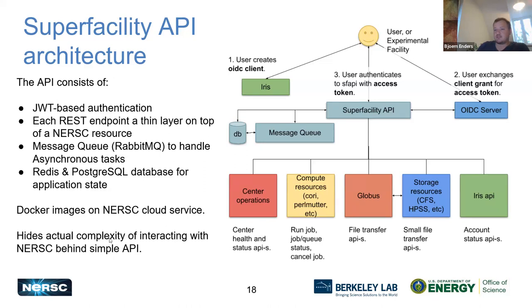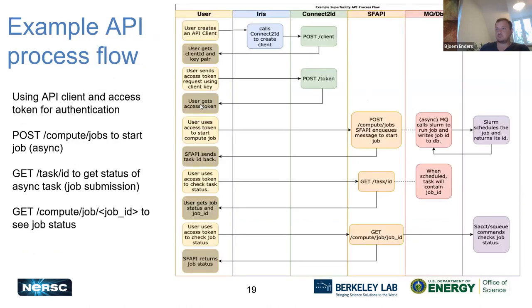And then the fun part is, our API is hosted at NERSC itself. So we host it in Spin. And the idea is, with this thin wrapper and the endpoints, we hope to build a very simple API that hides the complexity of interacting with NERSC.